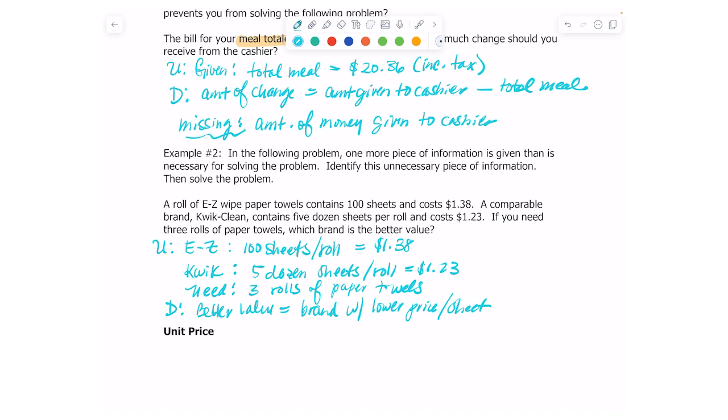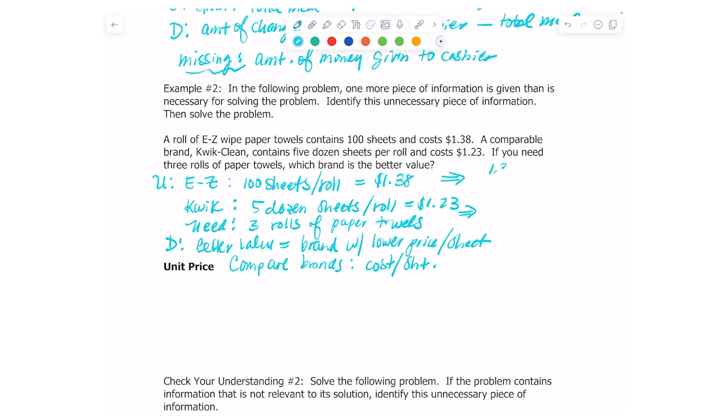And what I would want to do is compare the brands by finding the cost per sheet for each. And we're going to divide by how many sheets are in a roll. And that's going to give me the price per sheet. So $1.38 divided by 100 is 0.0138. So if I round that, that's about 1 cent per sheet.